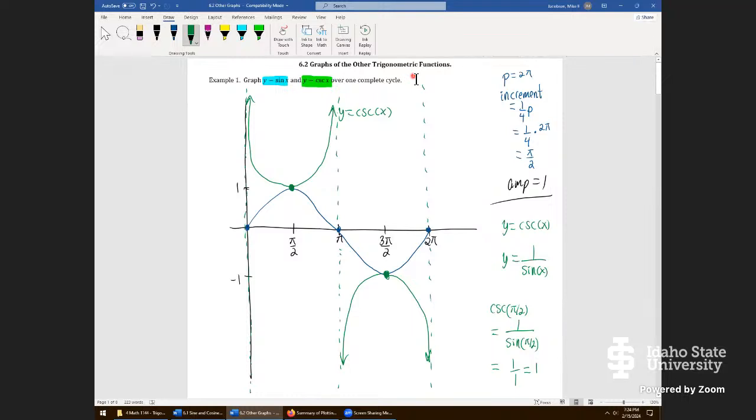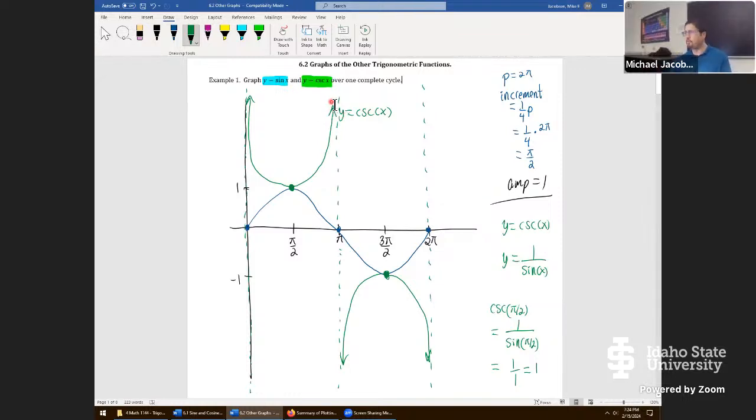Do we have to draw the arrows for the cosecant too? You mean these arrows right here? Yep. I would say that's optional. That's more of me indicating it's going up forever. If you neglected to put that down, I'd say that'd be all right.